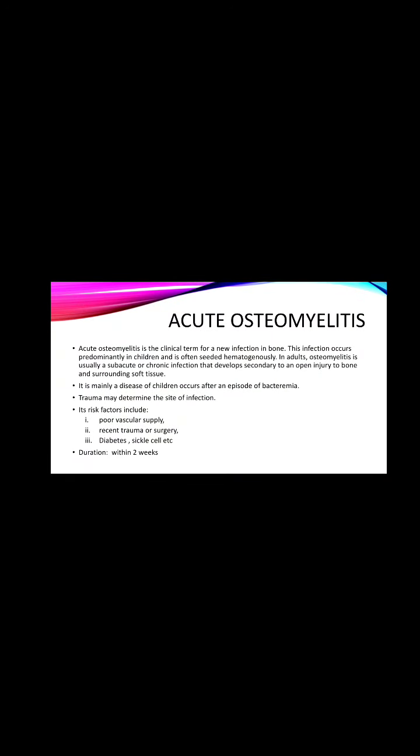Now, our next topic is acute osteomyelitis. What is acute osteomyelitis? Acute osteomyelitis is the clinical term for a new infection in bone. This infection occurs predominantly in children and is often acquired hematogenously. In adults, osteomyelitis is usually a subacute or chronic infection that develops secondary to an open injury to bone or surrounding soft tissues. It is mainly a disease of children.